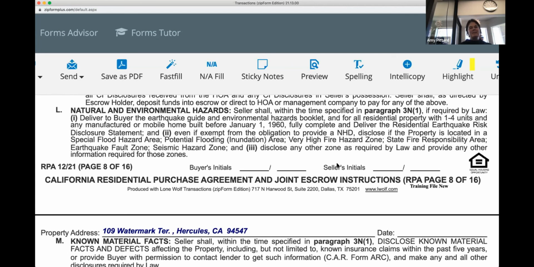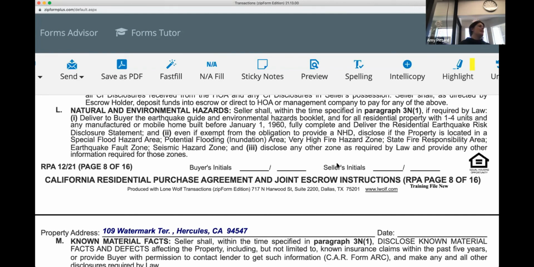And even if exempt from the obligation to provide an NHD, disclose if the property is located in an earthquake fault zone, seismic hazard zone, and disclose any other zones as required by law and provide other information required for those zones. So that all gets taken care of, just so everybody knows, with the NHD report.